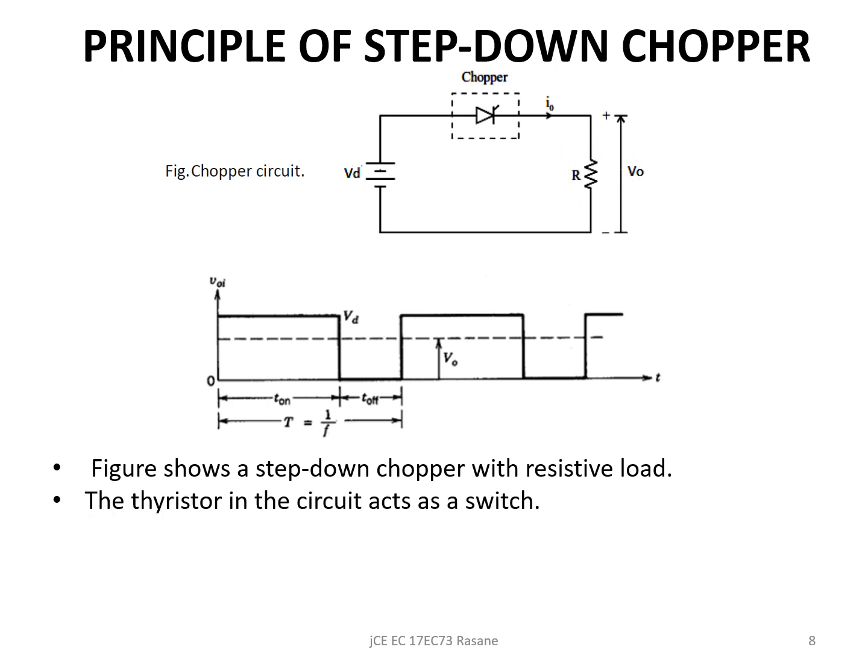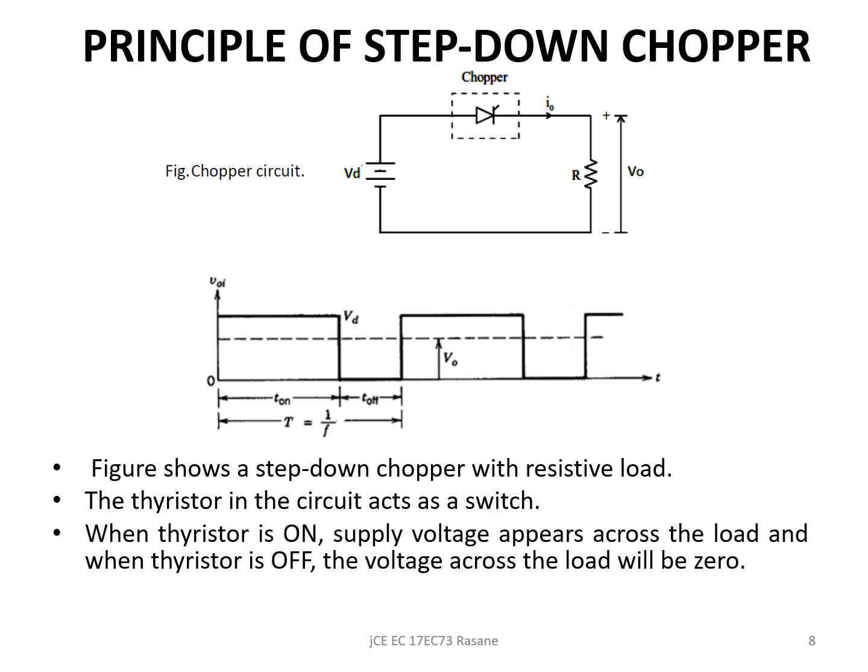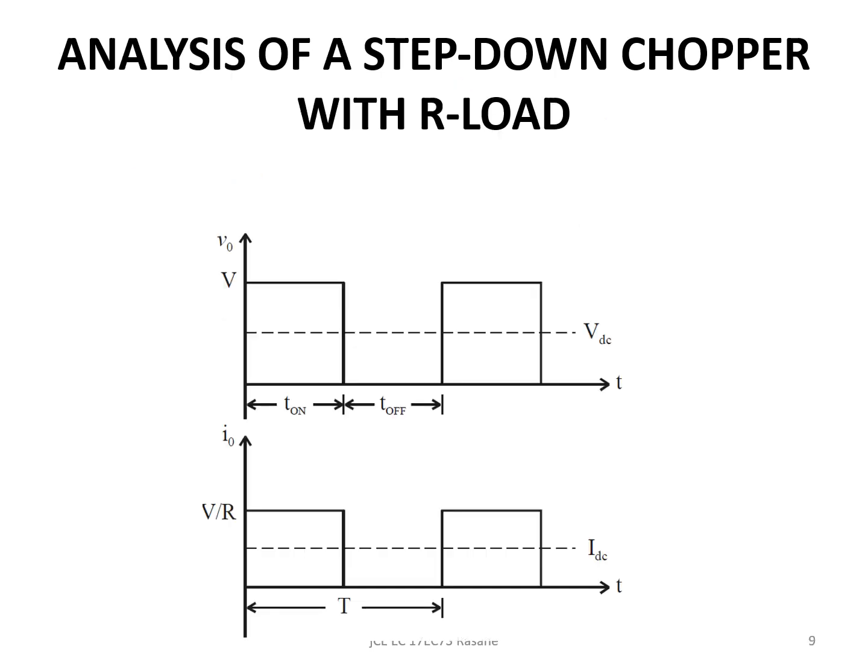The thyristor in the circuit acts as a switch. When the thyristor is on, the supply voltage appears across the load, and when the thyristor is off, the voltage across the load will be 0. The output voltage waveform is as shown in the figure. So you can see in the figure we have the on and off, on and off. This is the voltage that is coming at the output.